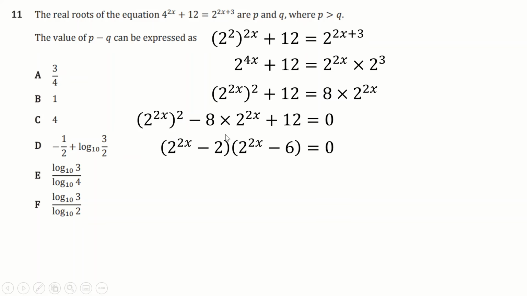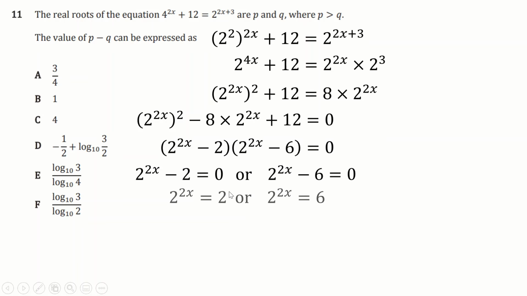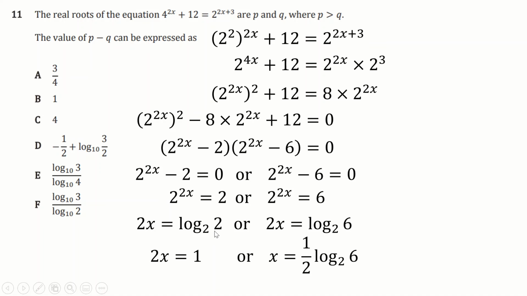If we expanded this out, we get 2 to the 2x squared, because you're multiplying it by itself. Then we'd have minus 6 lots of 2 to the 2x, minus another 2 lots of 2 to the x, which gives you this, and then a plus 12. So this does work. And this, of course, means that either this is 0 or this is 0. We can solve these, either this or that. Take log to base 2 of both sides. Log to base 2 of 2 is just 1. Divide by 2 here, divide by 2 there, and we get our two solutions.